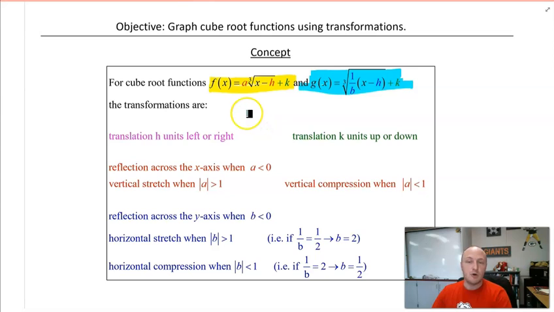Now remember, your a parameter and your 1 over b parameter cause either vertical stretch or compression or reflection for a parameter of a, and then also horizontal stretch or compression for a parameter of b, along with reflection. And then our h and our k values really translate a function. H values can move a function left or right, and your k values will move them up or down, okay? Please take a moment. You can pause this presentation and go ahead and review these if you need to.